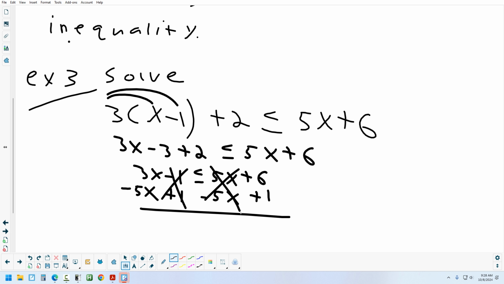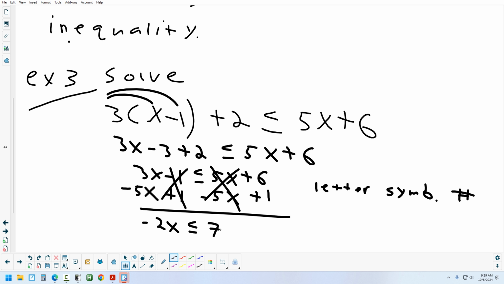He had a few choices at that step, but putting everything on the left is a good way to do it, because generally when you write your answer, you want the letter, then the symbol, then the number. So like x less than 5. That's generally the order you want to put it in. Okay, so 3x minus 5x.